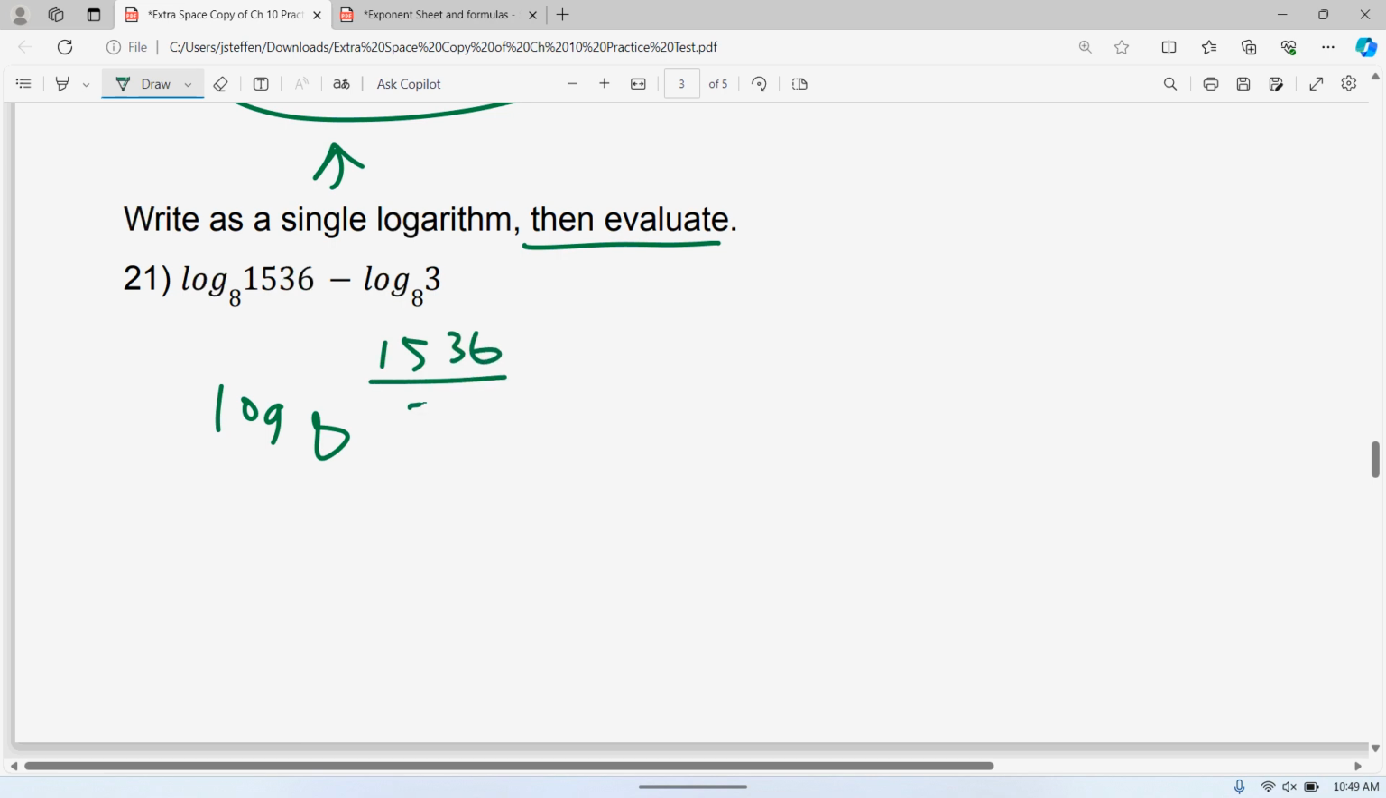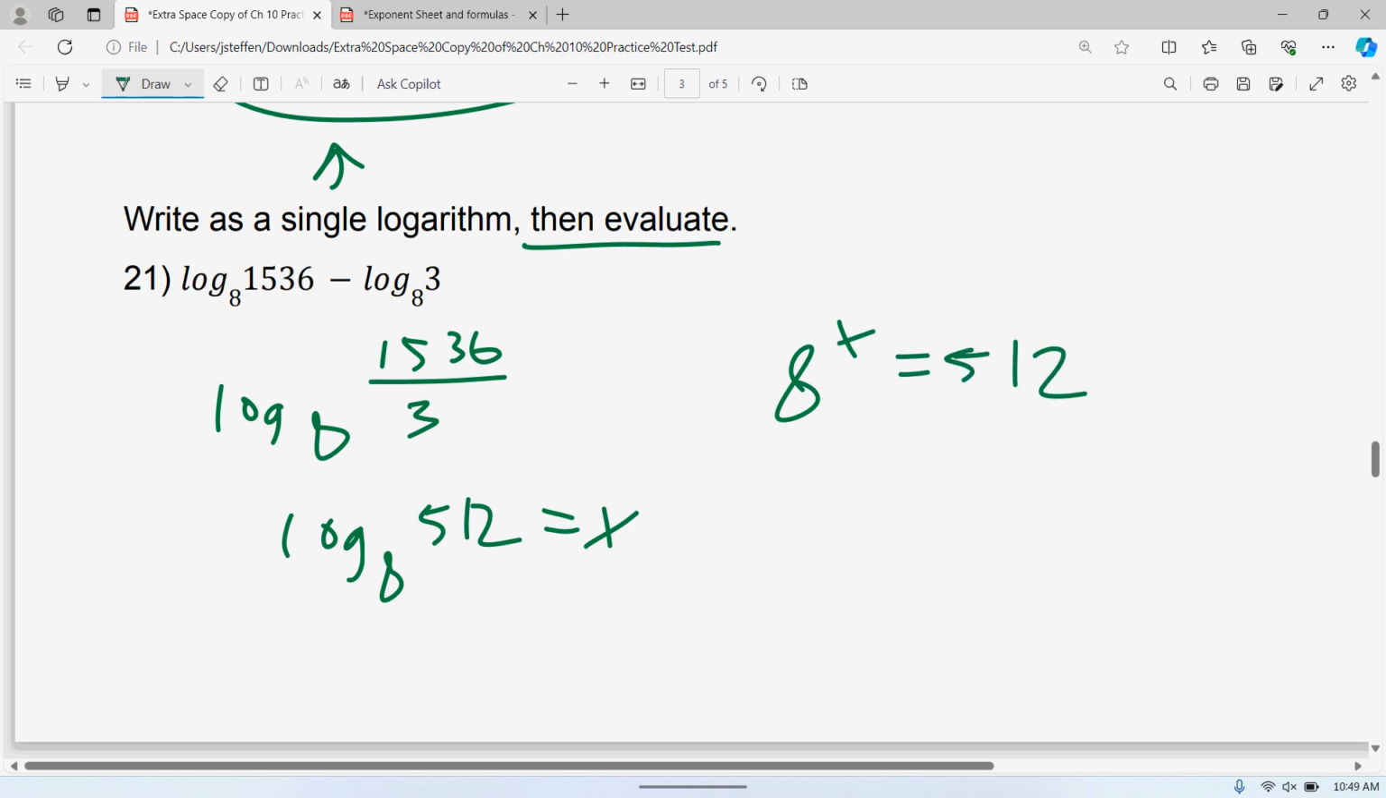So 1536 divided by 3 is 512. So log base 8 of 512. And put this into exponent form: 8 to the x is equal to 512. And as I've said with a lot of these other ones, we have only one variable, or it's only on one side, however you want to look at it.